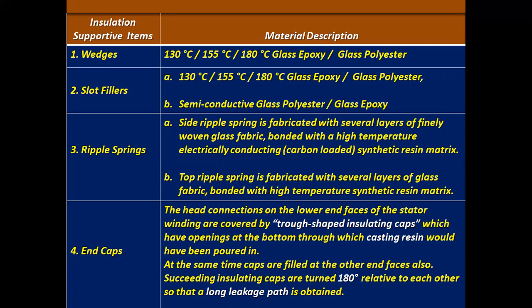Number 4, end caps. The head connections on the lower end faces of the stator winding are covered by trap-shaped insulating caps, which have openings at the bottom through which casting resin would have been poured in. At the same time, caps are filled at the other end faces also. Succeeding insulating caps are turned 180 degrees relative to each other so that a long leakage path is obtained.